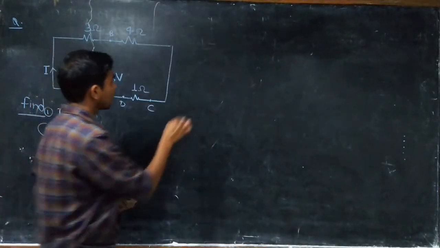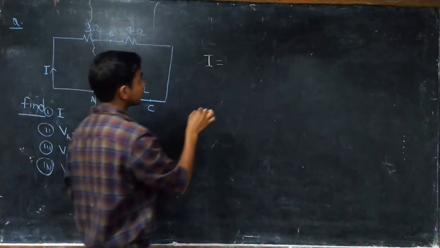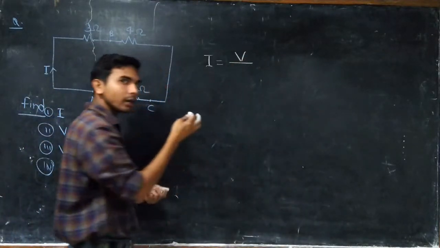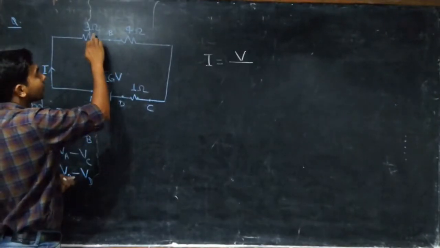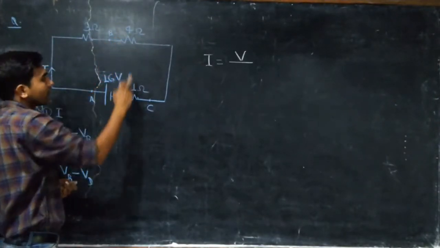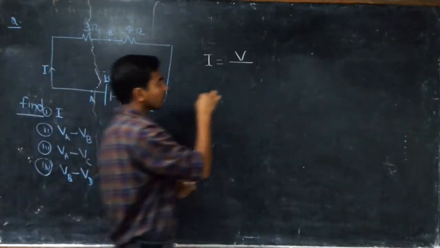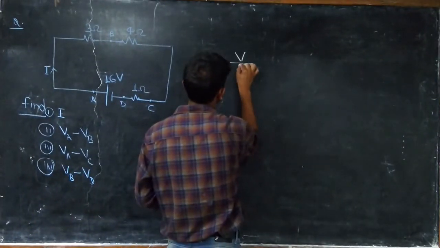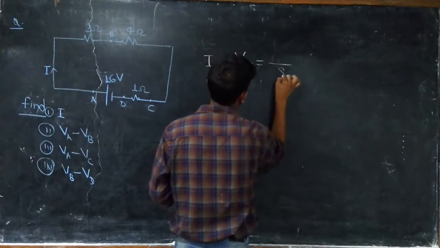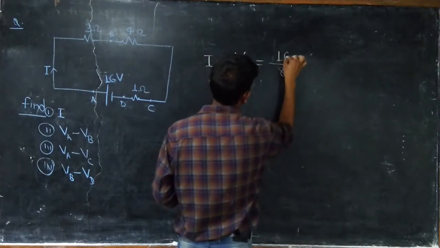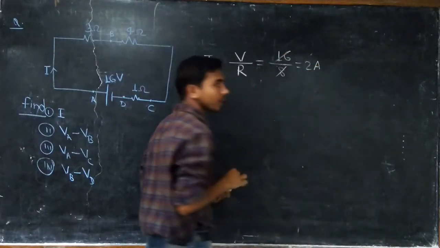So I will calculate like this. I is equal to V by R, right? And R is the total resistance, and total resistance is how much? 3 plus 4 is 7, plus 1 is 8, right? So total resistance R is 8, and V is 16. So we can cancel it. How much is coming? 2 ampere, right?